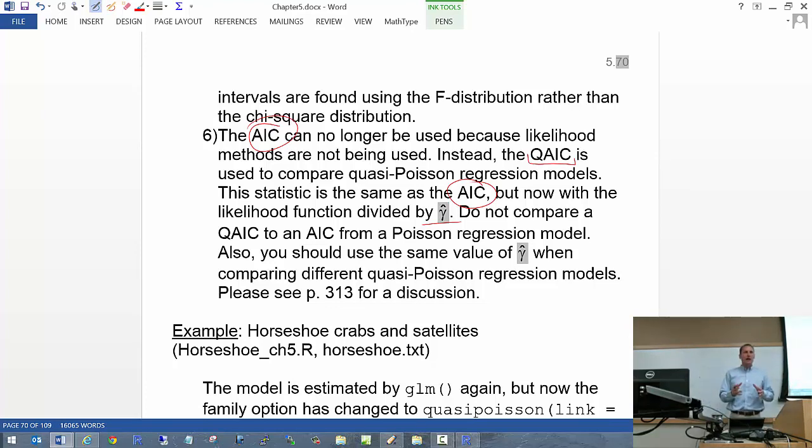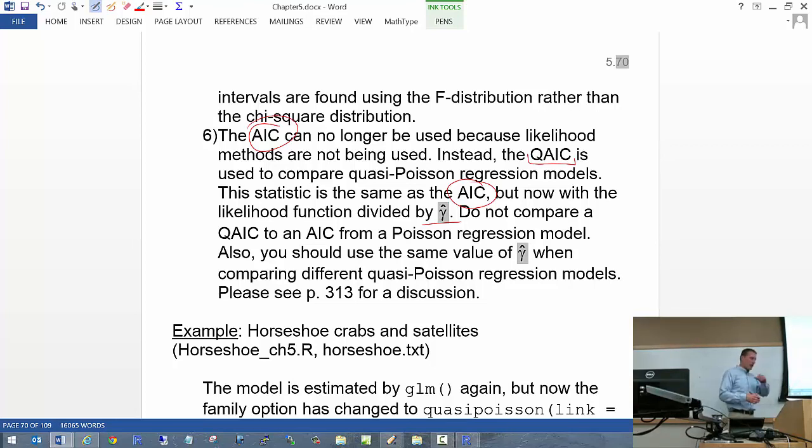Note that you should not compare, for example, the Quasi-Poisson model that we're going to fit shortly for the horseshoe data. You should not compare that QAIC to the AIC from using just regular old Poisson regression. You can't do that. You have to stay within the quasi family of models to make these comparisons. The lower the QAIC, the better the model.